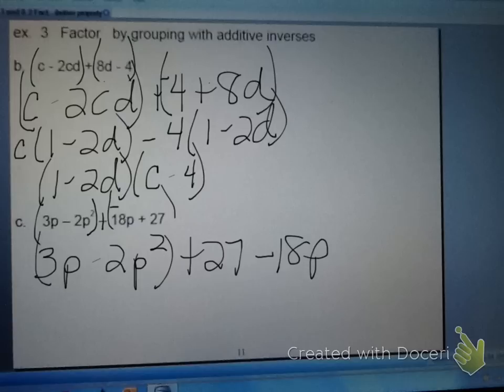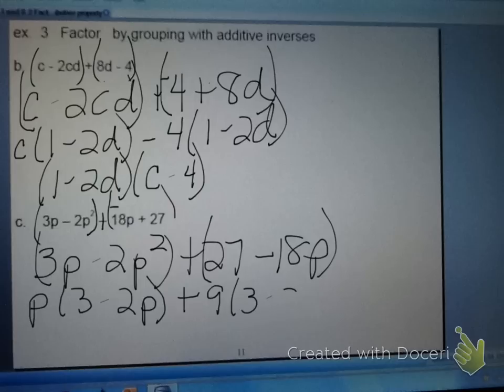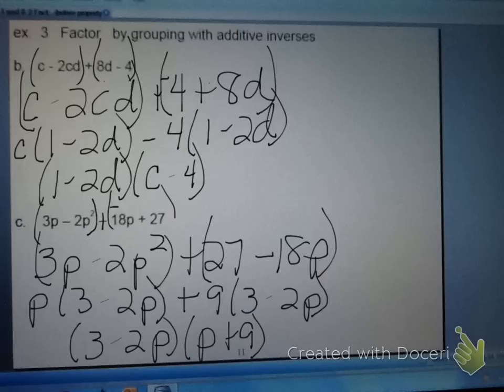Group the first two, group the last two. I'm going to factor out a p and get 3 minus 2p. Factor out a 9 and get 3 minus 2p. Now I'm going to pull out a 3 minus 2p times p plus 9.